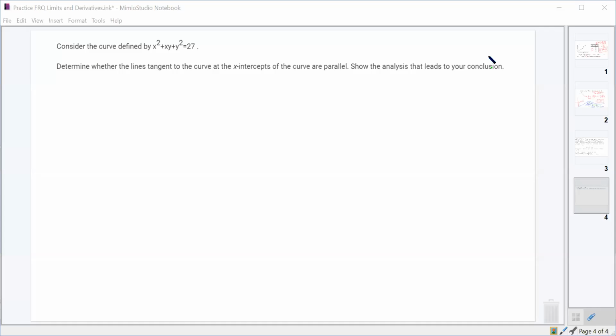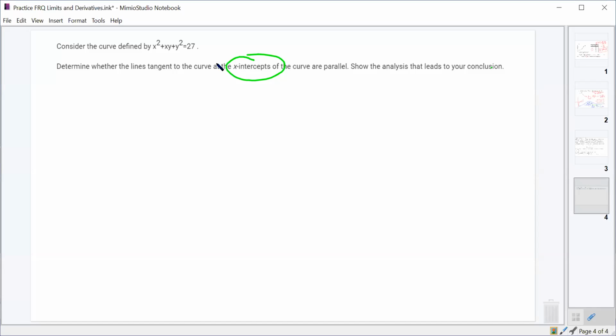All right, so we've got the curve x squared plus xy plus y squared equals 27. And we don't really need to know what that looks like to be able to solve this problem. It happens to be an ellipse that's been rotated a bit. It's not straight up and down or straight horizontal. But that's not super important to this problem. We want to determine whether the lines that are tangent to the curve at the x-intercepts of the curve are parallel. So first off, we're interested in the points which are x-intercepts. So that's the first thing we need to do, is figure out what are the x-intercepts. That'd be step one, right?